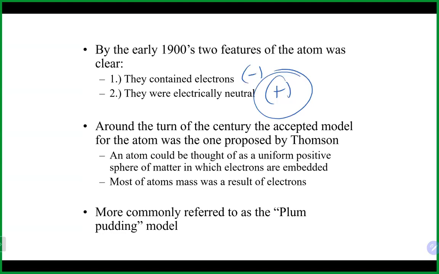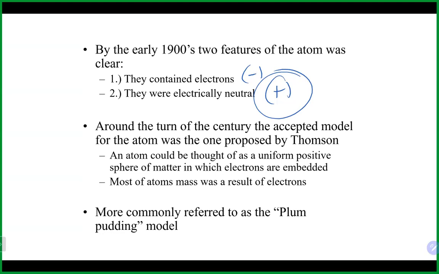The only way you can get something neutral is to have equal numbers of positives and negatives, right? They kind of cancel each other out if you do have something with charges. So around the turn of the last century, the accepted model for the atom was the one proposed by Thomson. This model is sometimes referred to as the plum pudding model.